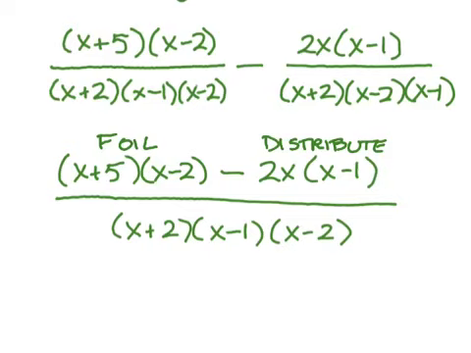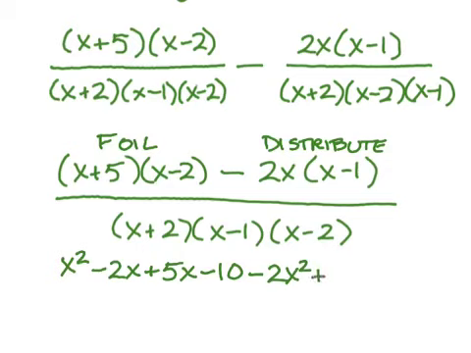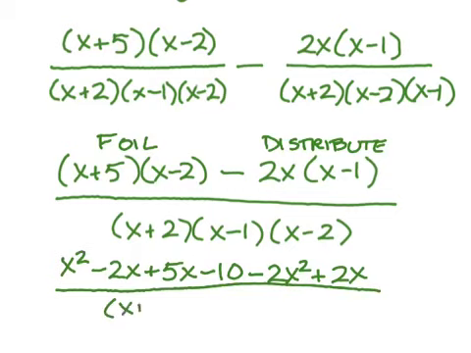So in looking at this, for our first one, when we FOIL this out, we're going to end up with x squared minus 2x plus 5x minus 10. Distributing this minus 2x through, we're going to end up with minus 2x squared plus 2x. And remember, this is all over my common denominator, x plus 2, x minus 1, x minus 2. We're not really doing anything with that denominator right now. We just don't want to forget about it and somehow eliminate it from the problem.